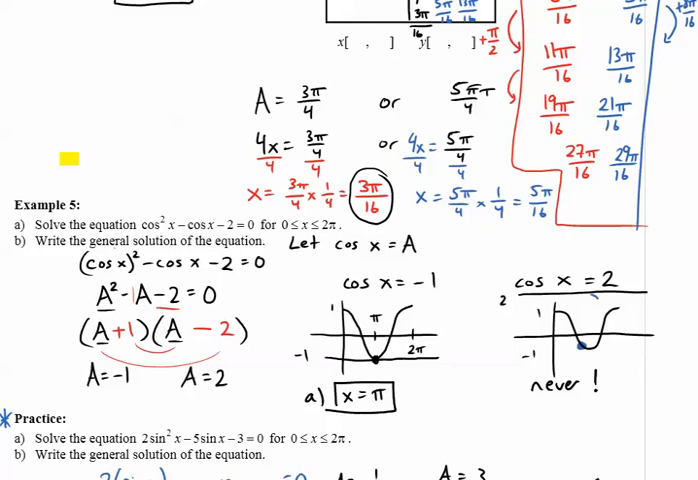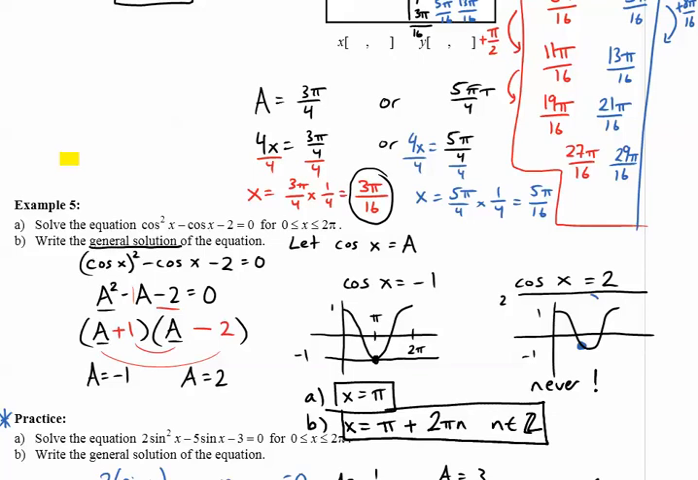Now to write the general solution, we want to write all the answers from 0 to infinity. These answers will repeat every period. So we add the period n times, where n is an integer. And there's the general solution.